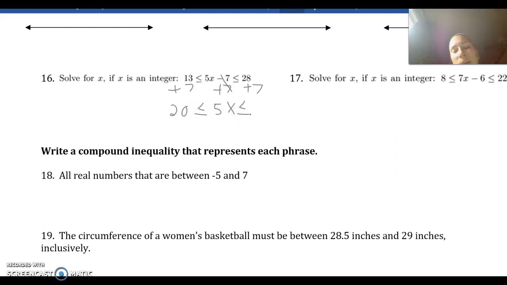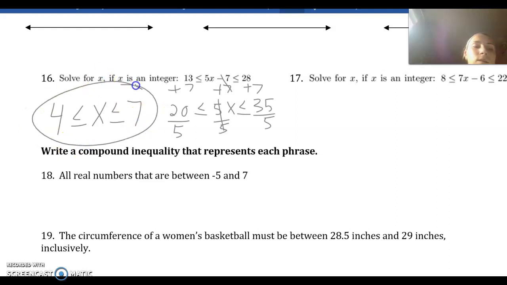And then 28 plus 7 is 35. We're going to divide by 5, divide by 5, divide by 5. 20 divided by 5 is 4. 5 divided by 5 is 1, so we have just x left there. 35 divided by 5 is 7. So that is our final answer for number 16.